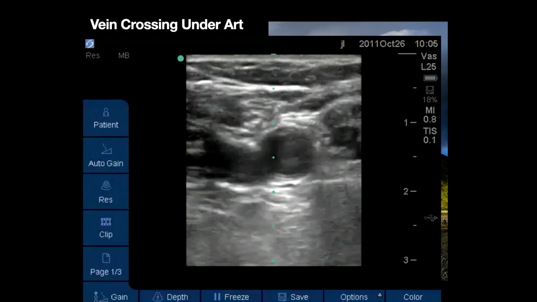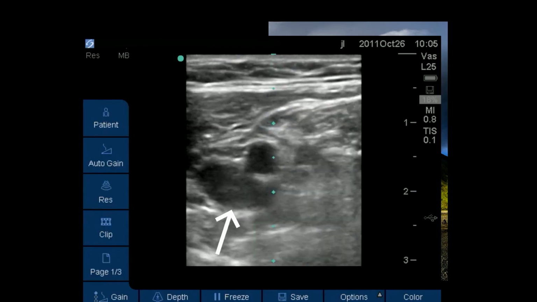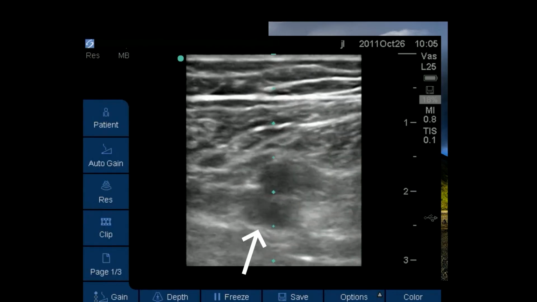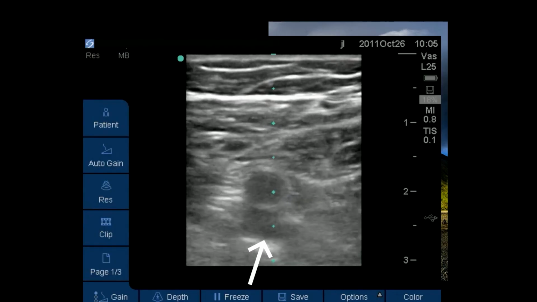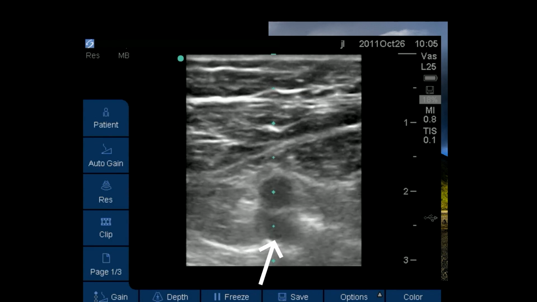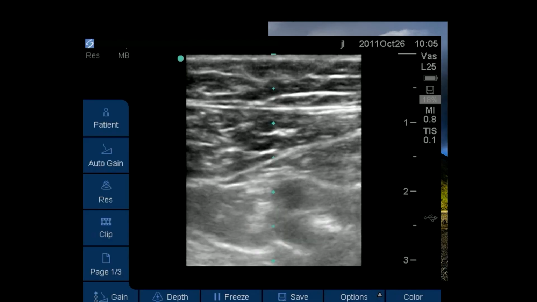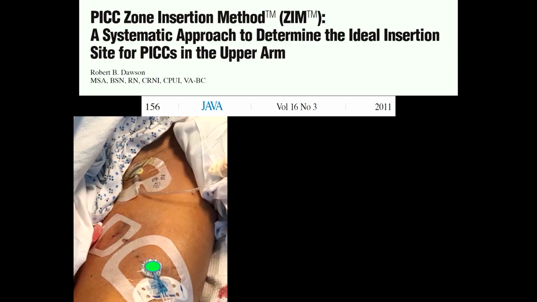But as you go down the leg with the ultrasound, and I thought this was an anomaly, but this is what happens. The femoral vein slides under the femoral artery as you go down the adductor canal. So it becomes a little more challenging as you get outside of the groin. There's a thing called the zone insertion method. It was made for PICCs.